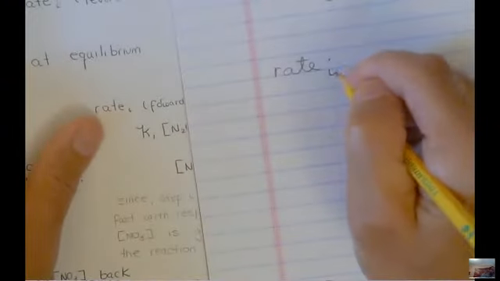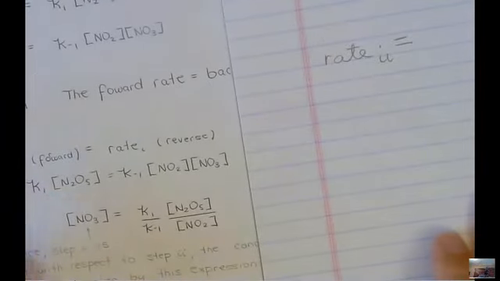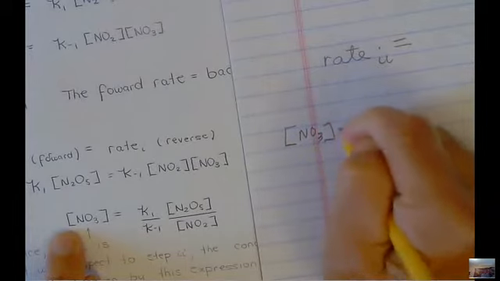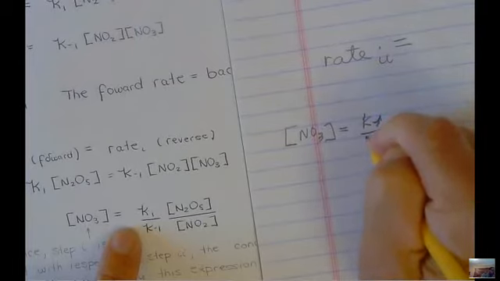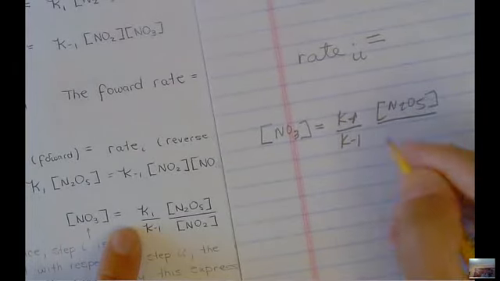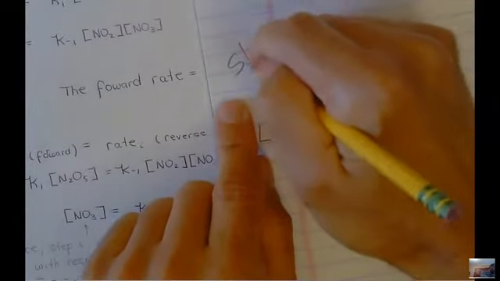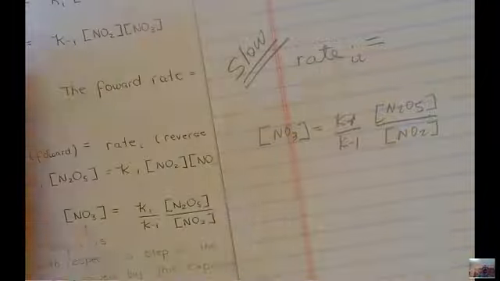Step two was the slow one, right? So I'm going to go back now, take what I just learned, and plug it in. Here's my NO3. I just learned that that's always k1 over k minus 1 times N2O5, all divided by NO2. Good? All right. Well, this is the slow step. The slow step is the driver, the one that matters. So go back and plug this in for NO3 into the slow step.